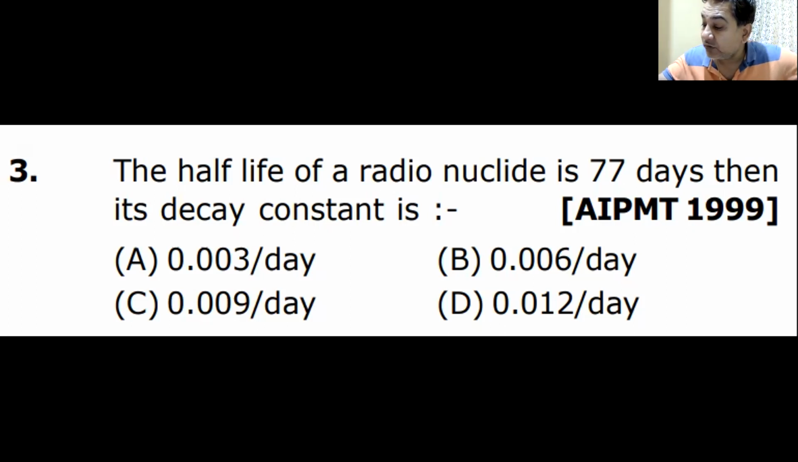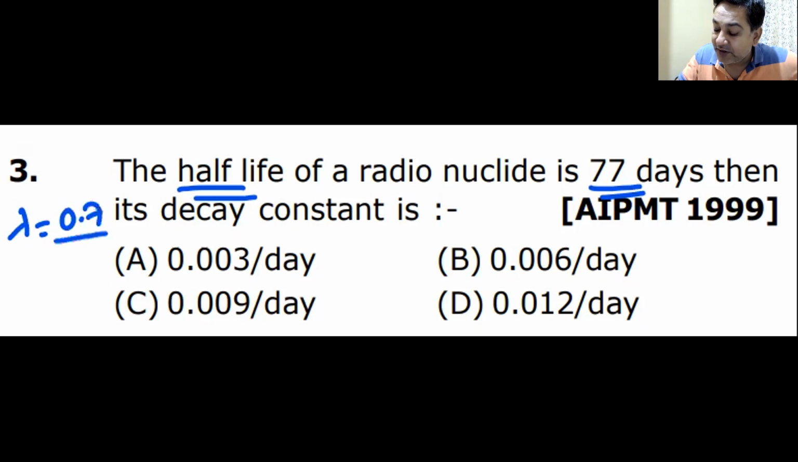Half-life is given, yes or no? Yes, sir. 77 days is the half-life. What is the decay constant? So we have to just write the formula. What is the formula? Lambda is equal to 0.693, you can just write it as 0.7 divided by T half. Put the formula, get the answer, stay happy. Do we understand this, everyone?